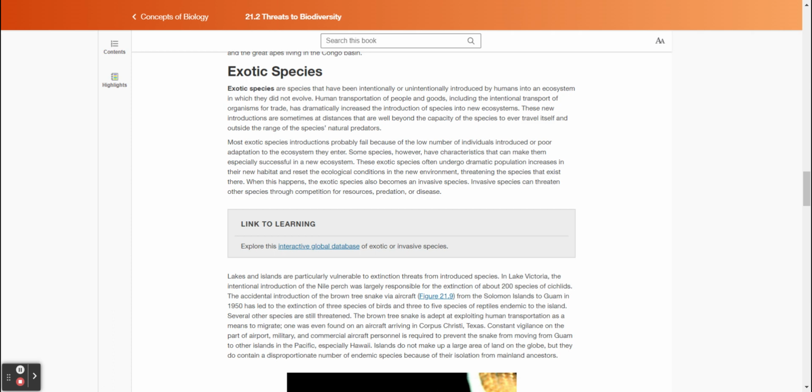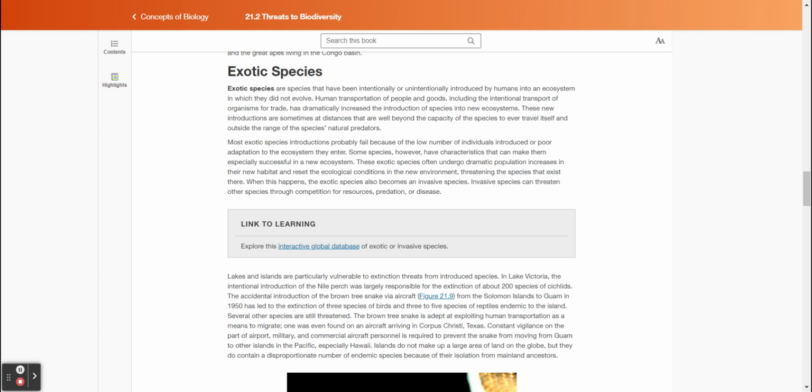Exotic species. Exotic species are species that have been intentionally or unintentionally introduced by humans into an ecosystem in which they did not evolve. Human transportation of people and goods, including the intentional transport of organisms for trade, has dramatically increased the introduction of species into new ecosystems. These new introductions are sometimes at distances that are well beyond the capacity of the species to ever travel itself and outside the range of the species' natural predators.